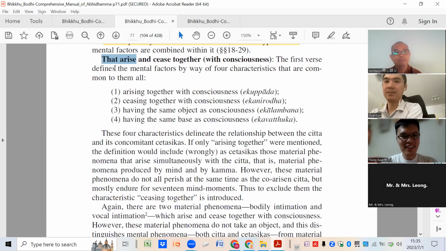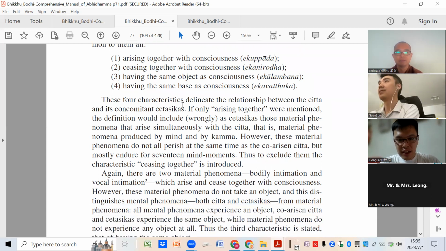That arise and cease together with consciousness. The first verse defines the mental factors by way of four characteristics that are common to them all. Arising together with consciousness, ekupada; ceasing together with consciousness, ekaniroda; having the same object as consciousness, ekalambana; having the same base as consciousness, ekawatuka.